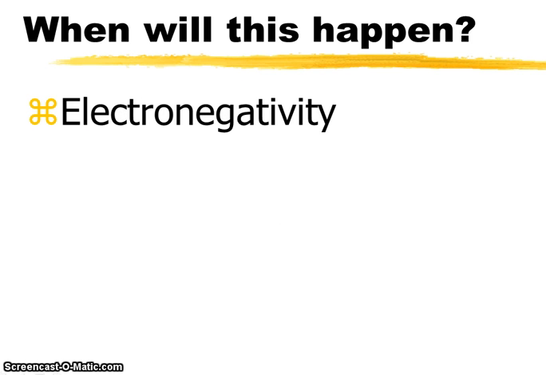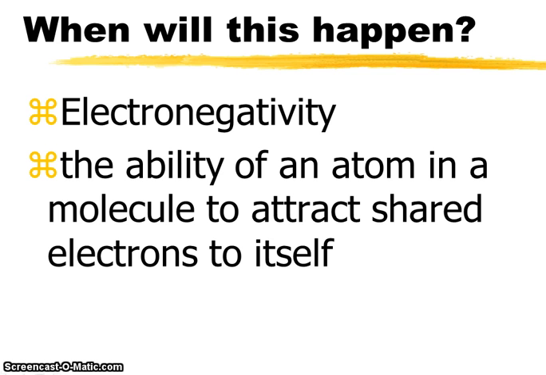When will this happen? Well, it has to do with differences in electronegativity. And remember that electronegativity is the ability of an atom in a molecule to attract shared electrons to itself. So if we were to look at covalent bonds, since they're atoms of the same element, they have the same electronegativity, so they have the same attraction for electrons, so there's no polarity. But as we look at atoms that are of different elements, they'll have different electronegativities and different attractions for electrons.